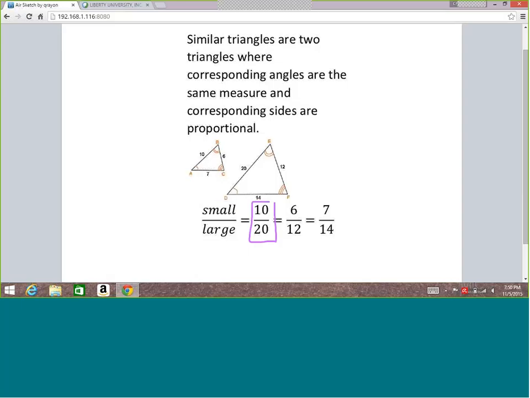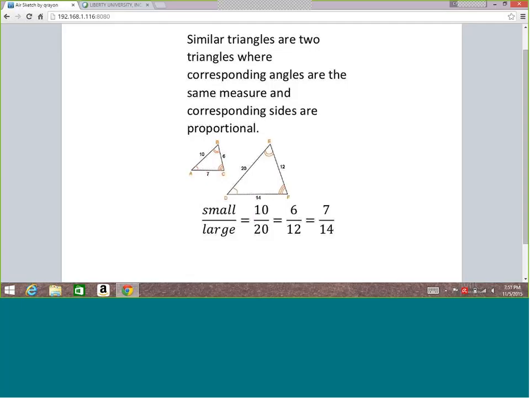The next one, 6 and 12, those are corresponding. When I took the smaller triangle and blew it up, the 6 turned into a 12. There's the 6 and 12. And then the last pair of sides, I have the 7 and the 14.